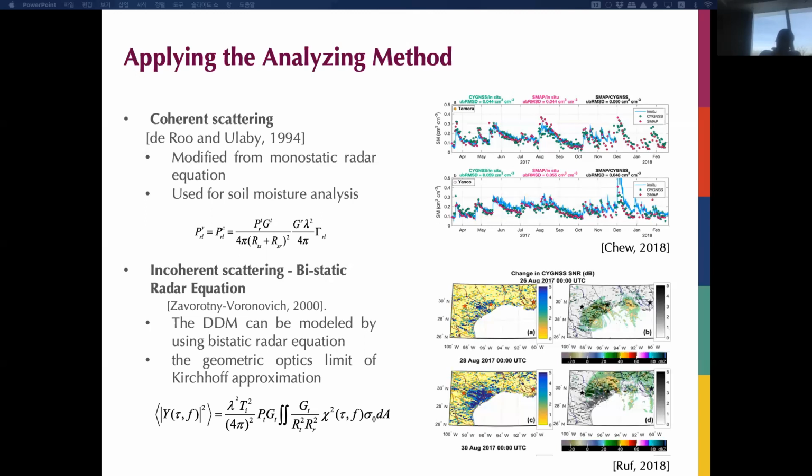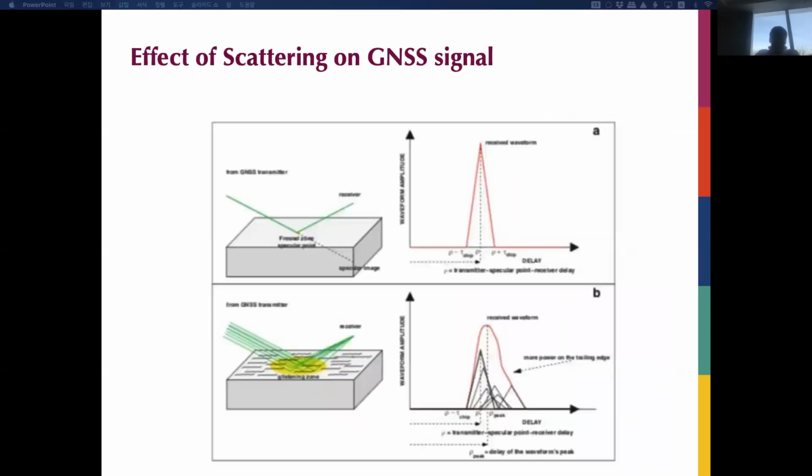Also, there is one famous equation built by Dr. Zavorotny and Voronovich in 2000. It is called the bistatic equation. Using the equation at the bottom of the slide, we can model the bistatic coefficient. This equation is used to calculate ocean roughness.